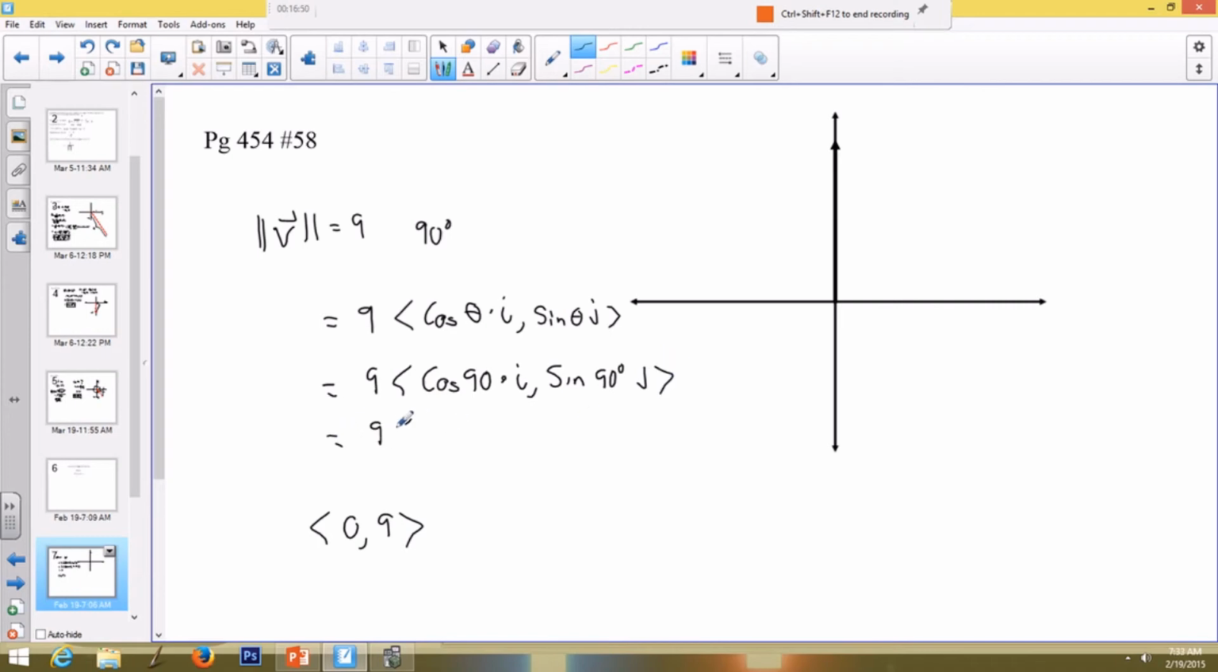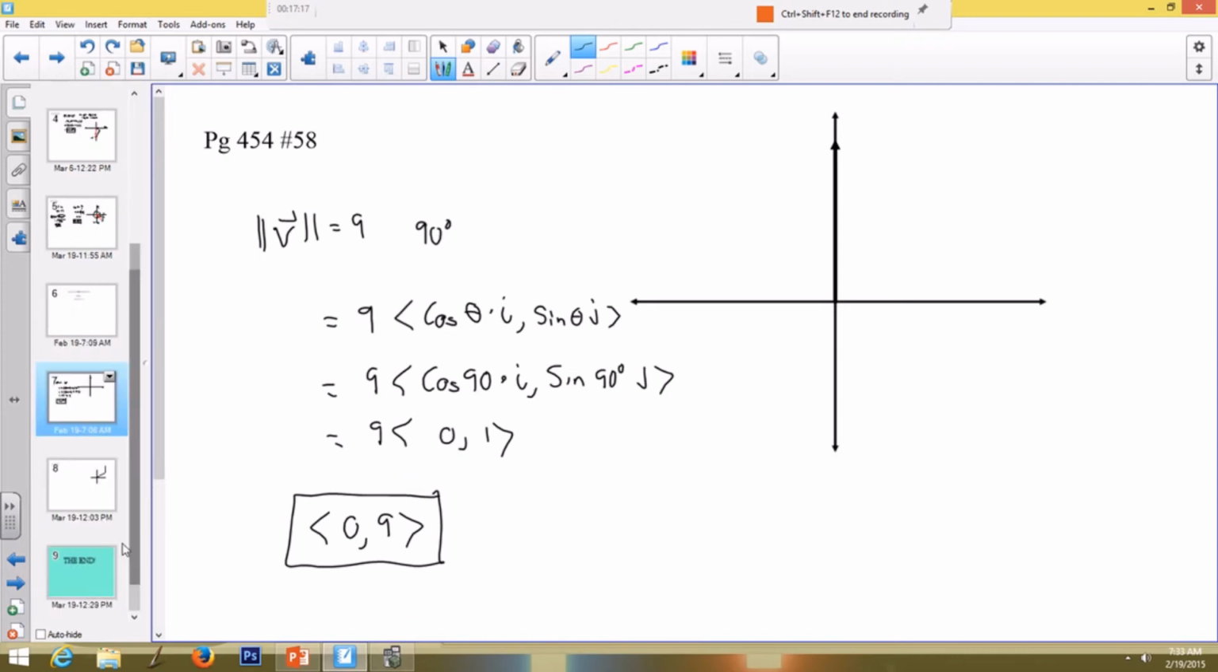Okay, i is (1, 0). And the cosine of 90 is 0, so I would get 0. And then the sine of 90 is 1. And j is (0, 1). And so when I multiply that out, I get (0, 9) as my final answer.